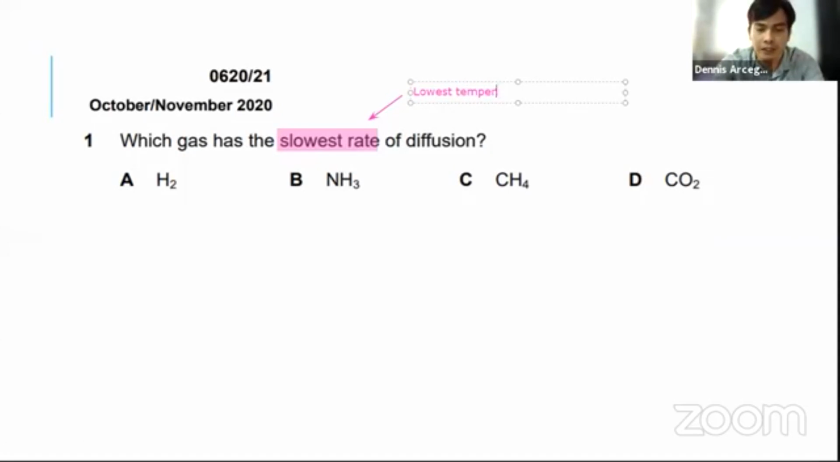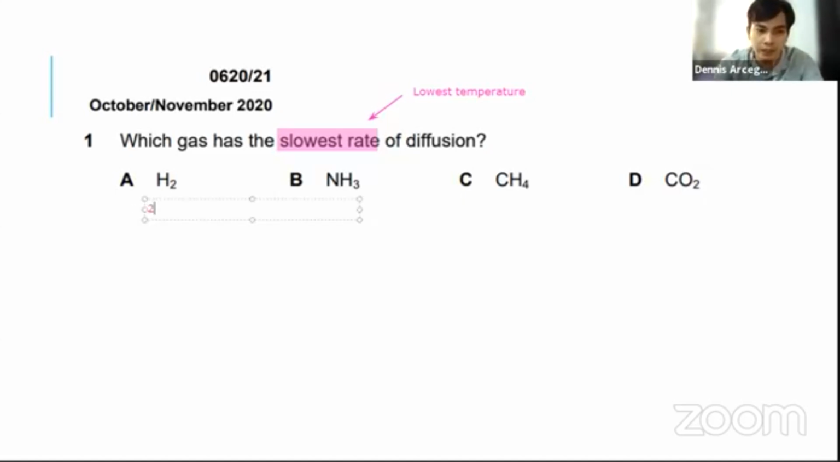The one that has the lowest temperature. Okay. But in here, temperature is not given. So what you need to do here is to identify the molecular mass of each given choice. So let's try to identify which one.